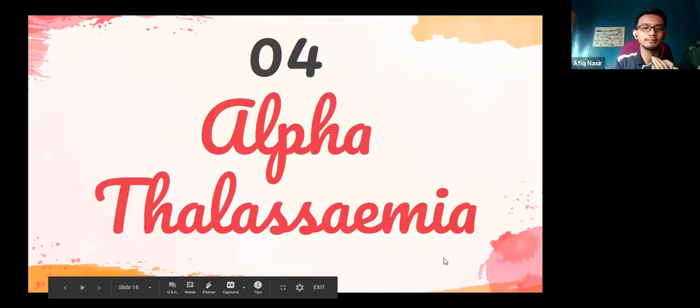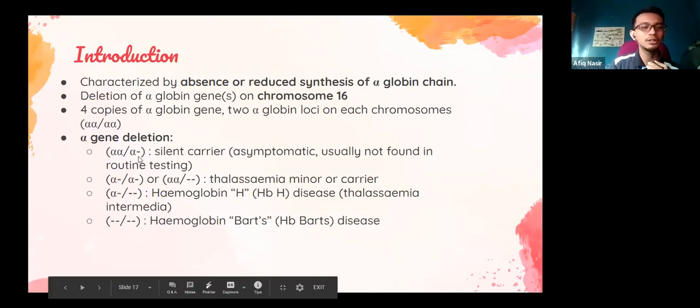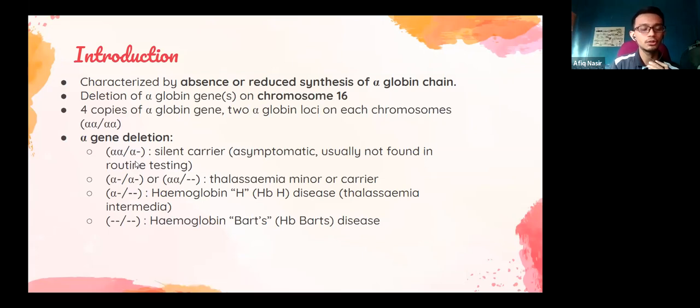Moving on to alpha thalassemia. Alpha thalassemia is characterized by the absence or reduced synthesis of alpha globin chain. It is because of the deletion of the alpha globin gene on chromosome 16. In a normal person, there are 4 copies of alpha globin gene, 2 on each loci. So in alpha thalassemia, there will be a deletion of 1 or 2 or 3 or even 4 alpha genes. With just one deletion of alpha globin gene, the patient will present as a silent carrier, which is asymptomatic and usually not found in routine testing.